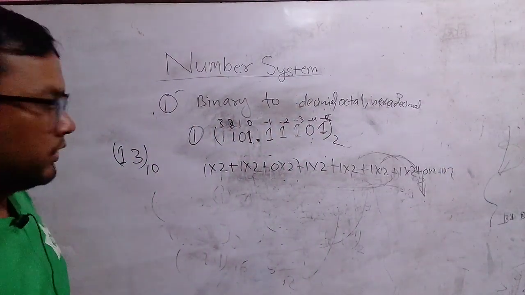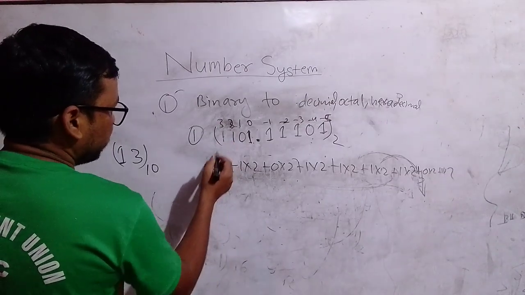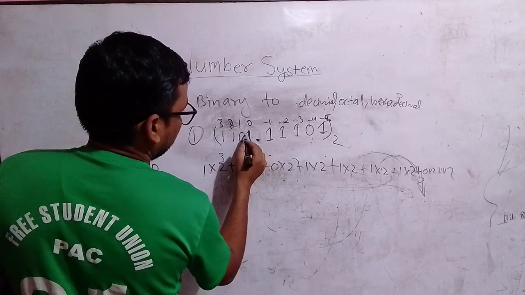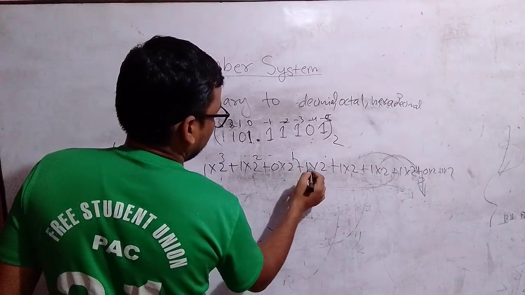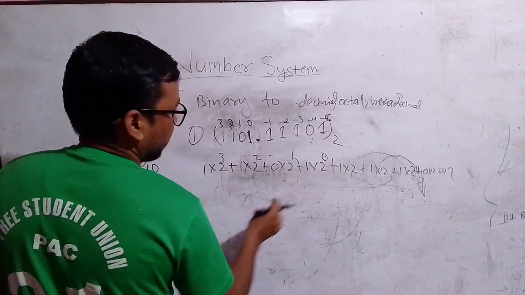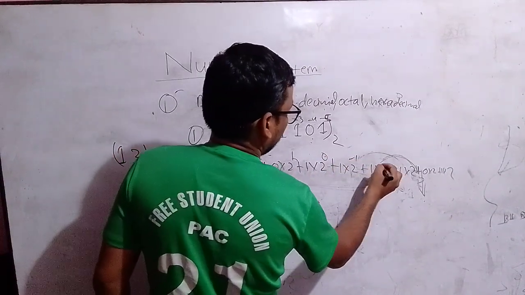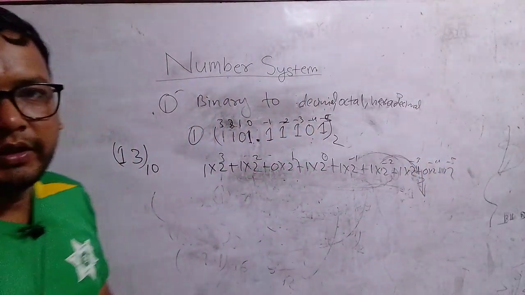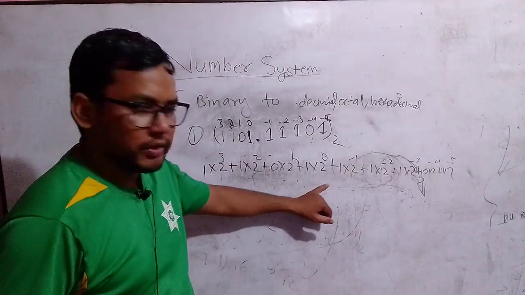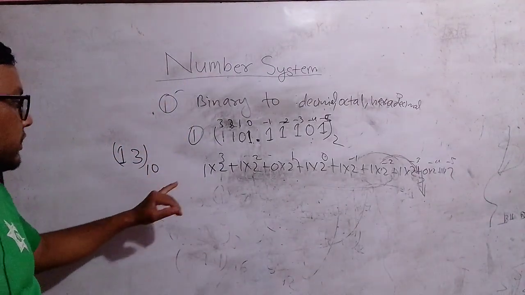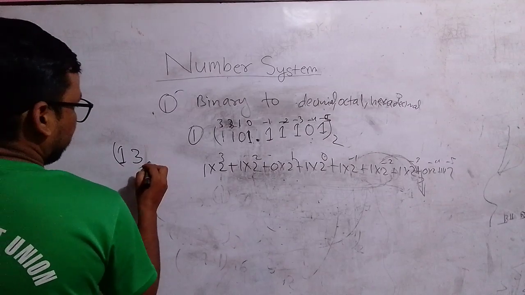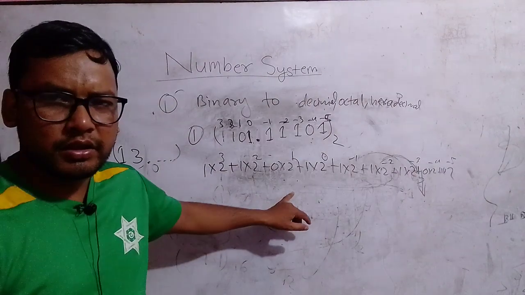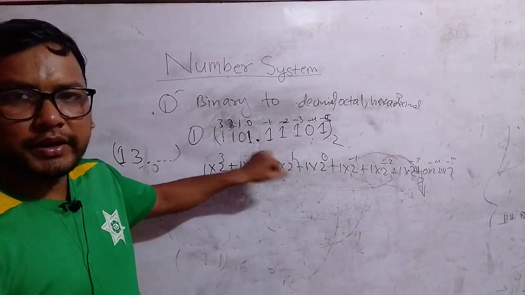Now, look at it. 1 into 2, its position is 3. 1 into 2, its position is 2. 0 into 2, its position is 1. 1 into 2, its position is 0. Now, 1 into 2 to the power -1, -2, -3, -4, -5. Now, we use a calculator to calculate this. This will give 13 point something. We need a calculator to perform these calculations. And this is the way we obtain the decimal equivalent of the binary number.